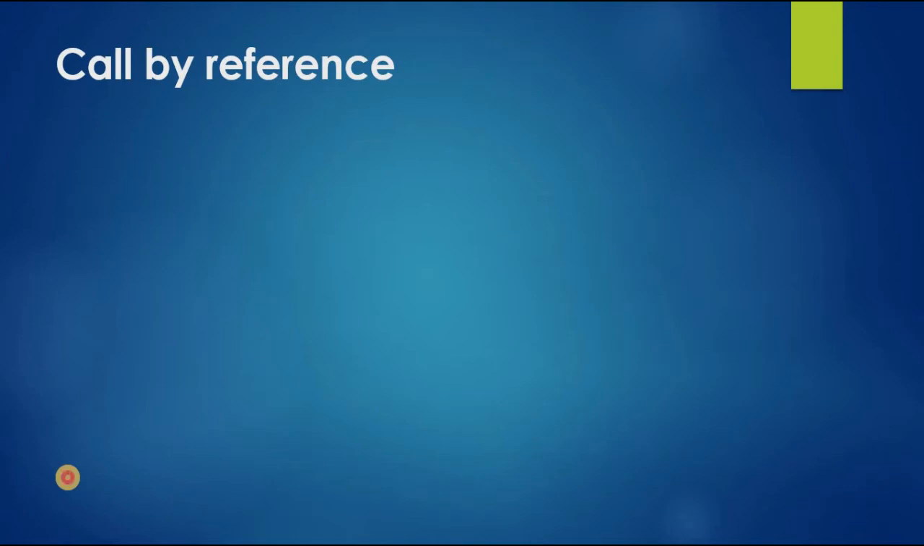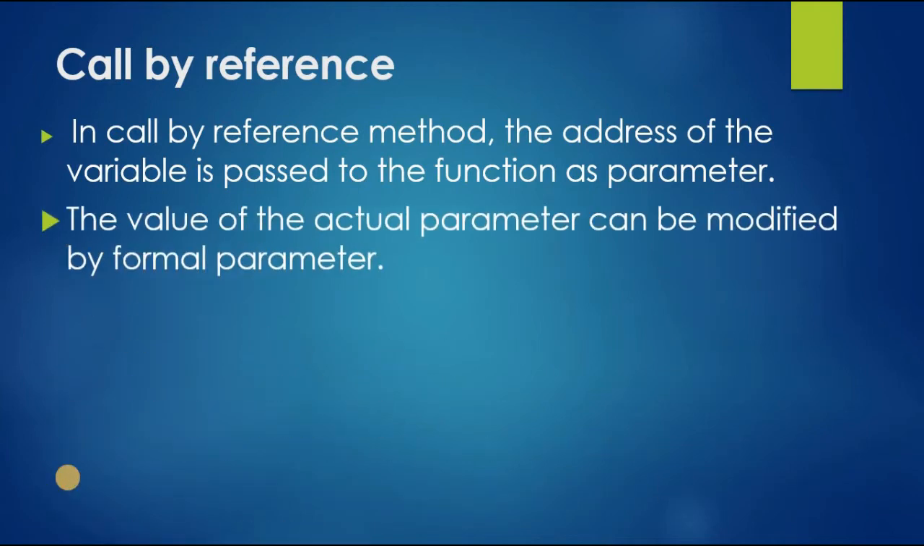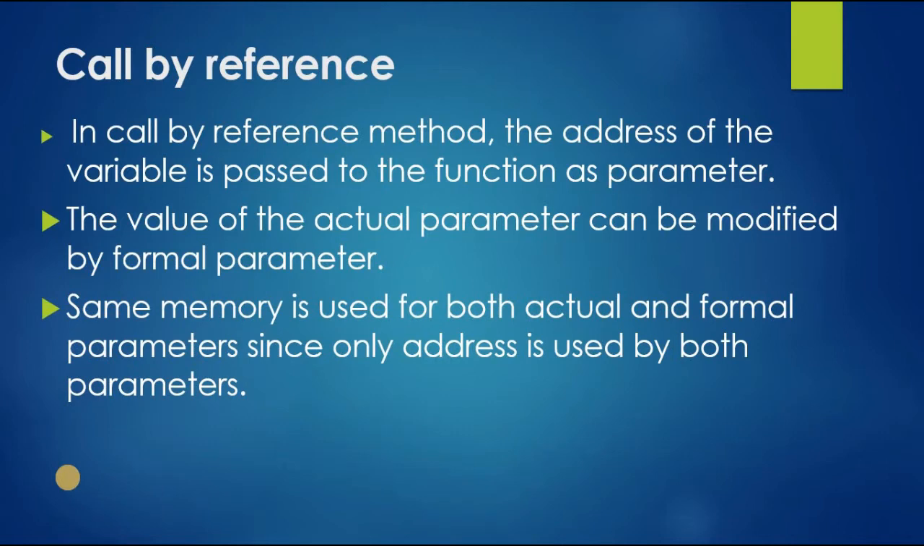Call by reference. In the call by reference method, the address of the variable is passed to the function as a parameter. The value of the actual parameter can be modified by the formal parameter. The same memory is used for both actual and formal parameters, since only the address is used for both parameters.